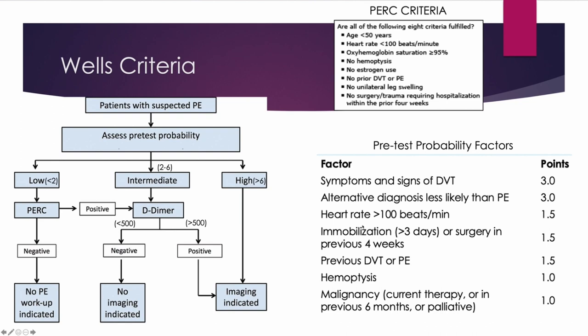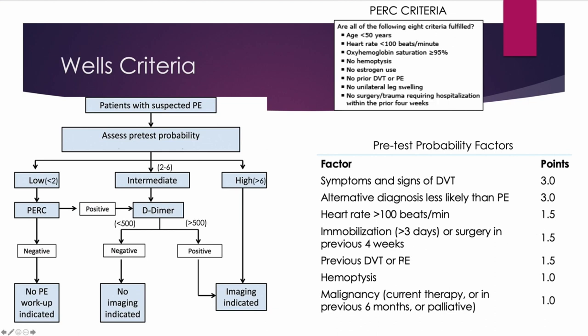Okay, next we assess the heart rate. This is very objective, so it's easy to classify. Is it greater than 100? If it's greater than 100, patient gets 1.5 more points. Next, immobilization. Have they been immobilized for any reason more than 3 days? This would be due to travel, bed rest for pregnancy, surgery, any of those. You get another 1.5 points.